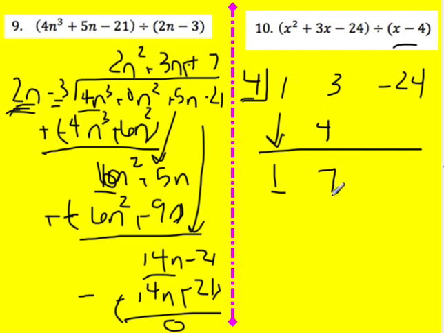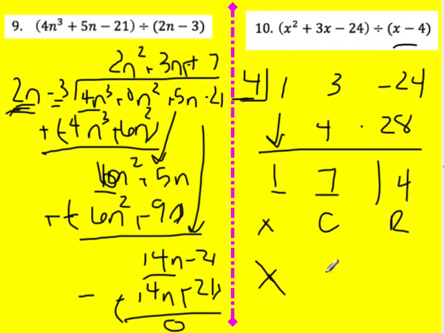Now I'm going to multiply again. 7 times 4 is 28. Adding down the columns, -24 plus 28 is 4. Remember that the last number is always your remainder, then your constant, then your x term. Well, when I have 1x, I can just write it as x plus 7, and then we're going to take our remainder and write it over what our original divisor was, which is x minus 4.